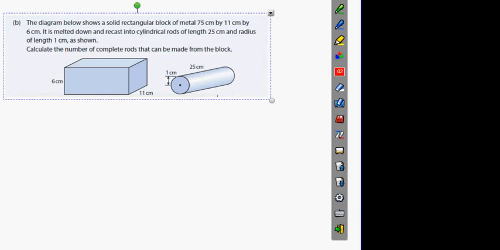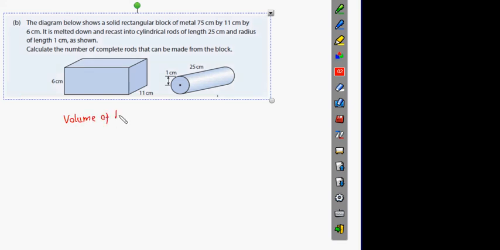The diagram below shows a solid rectangular block of metal 75 cm by 11 cm by 6 cm. It is melted down and recast into cylindrical rods of length 25 and radius of length 1 cm as shown. Calculate the number of complete rods that can be made from the block. So the long story short is basically the volume of the block.